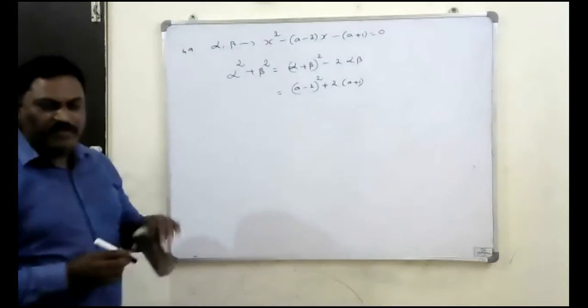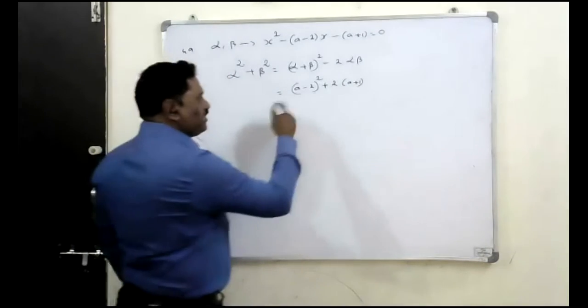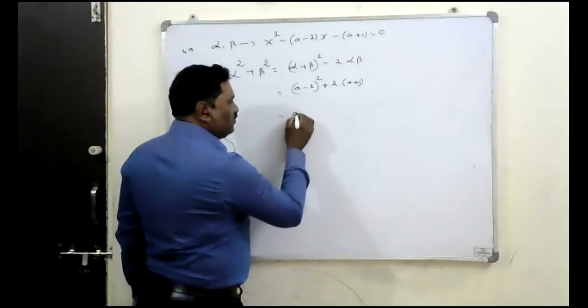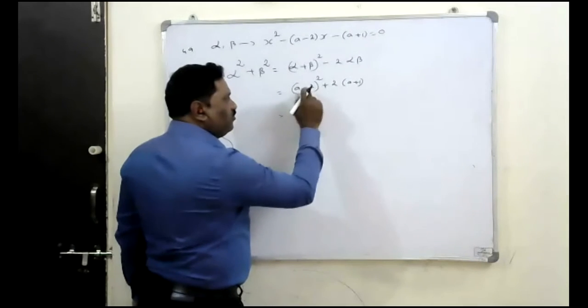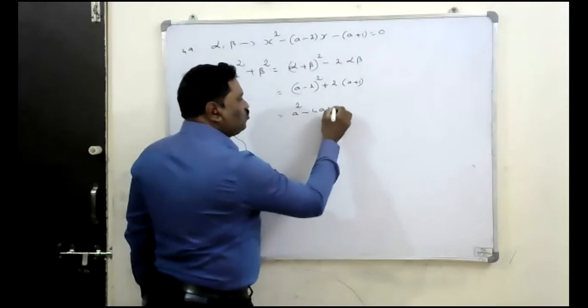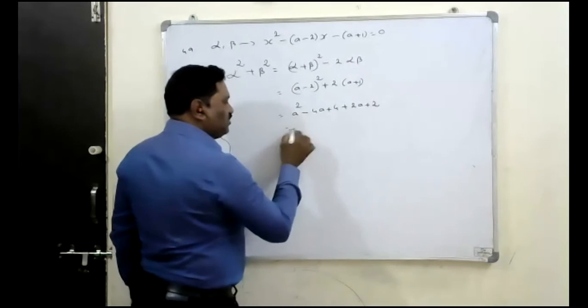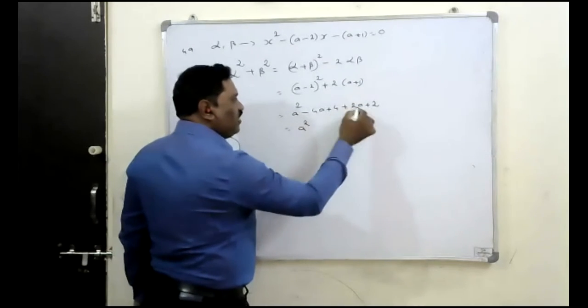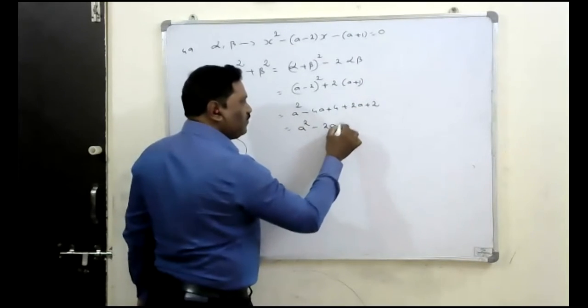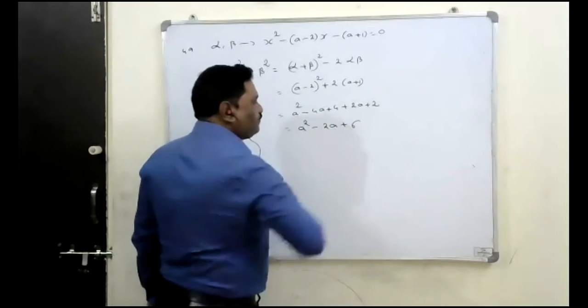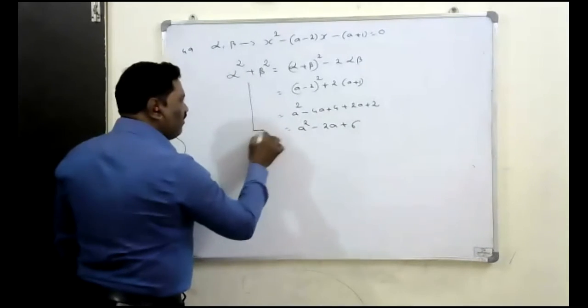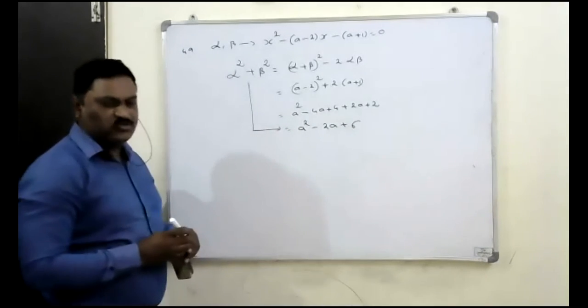So this is the value of alpha square plus beta square. If you expand that, it is a square minus 4a plus 4 plus 2a plus 2. So this is a square, minus 4a plus 2a means minus 2a, 4 plus 2 means 6. So this is the value of alpha square plus beta square.